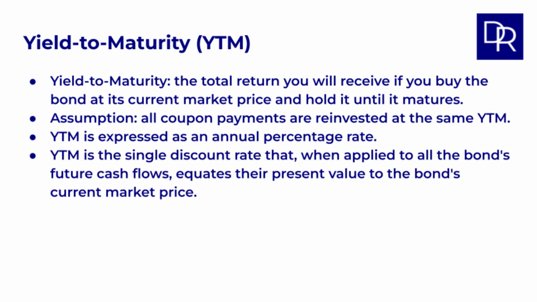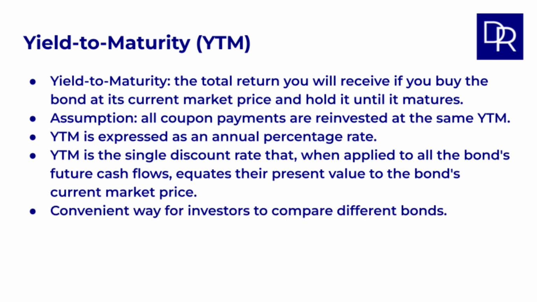Unlike the zero coupon discount rates we discussed last time, which were specific to each year, yield to maturity is the single discount rate that, when applied to all the bond's future cash flows, equates their present value to the bond's current market price. We'll see in an example in a minute what this means in practice. Finally, as it is a single number, it's a convenient way for investors to compare different bonds.